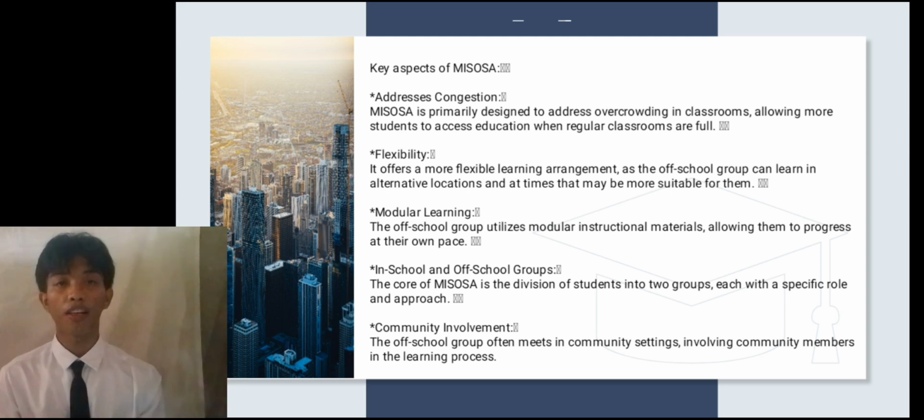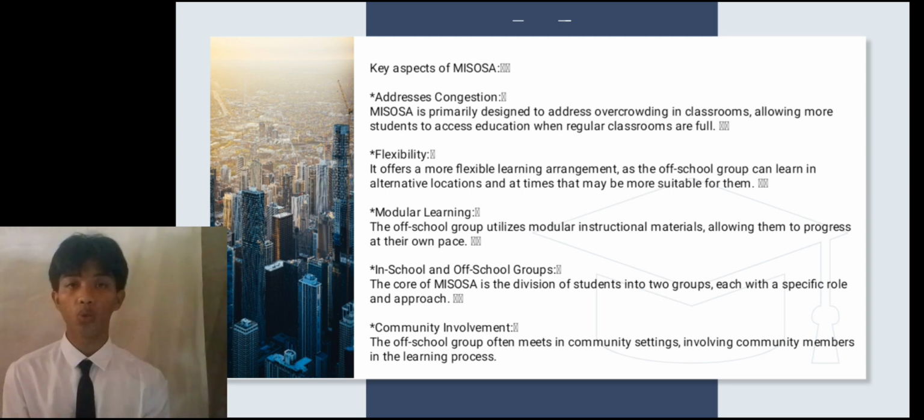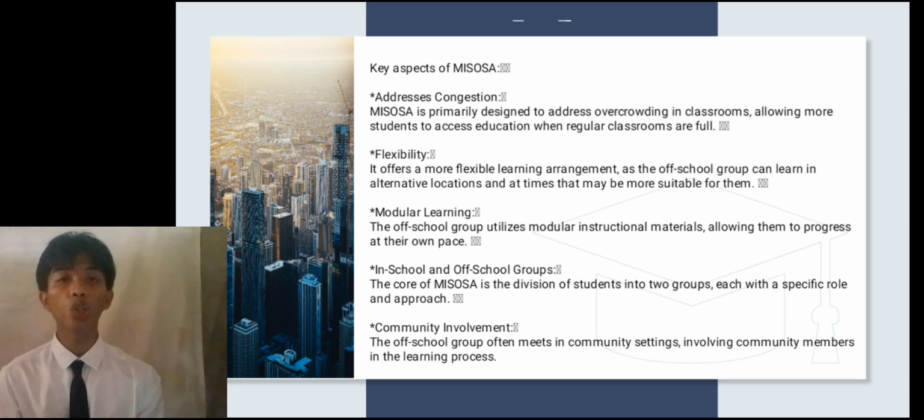Third, modular learning. The off-school group utilizes modular instruction materials, allowing them to progress at their own pace. Fourth, in-school and off-school groups. The core of MIMOSA is the division of students into two groups, each with a specific role and approach. Fifth, community involvement. The off-school group often meets in community settings, involving community members in the learning process.